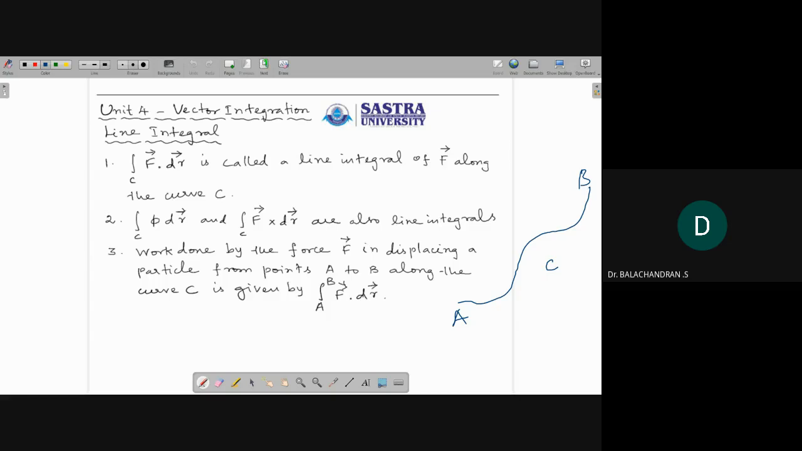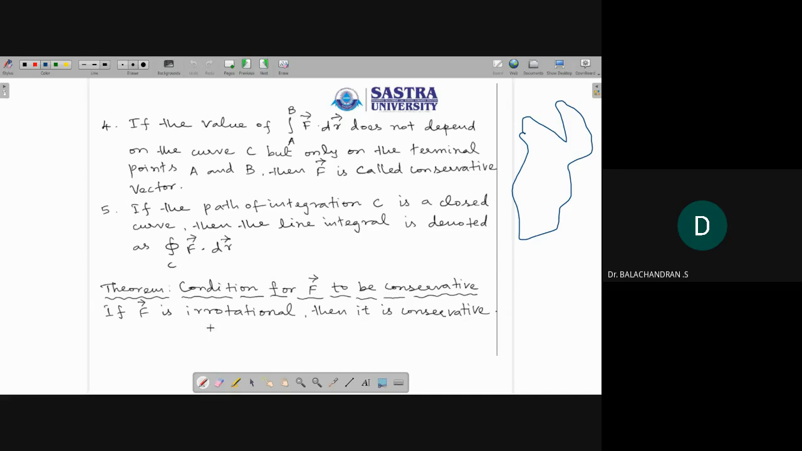Actually this is the sufficient condition. Sufficient condition means if F vector is irrotational, then it is conservative. Okay. But the converse is not true. That means if F vector is conservative, it need not be irrotational. So the statement is if F vector is irrotational, then F vector is conservative.